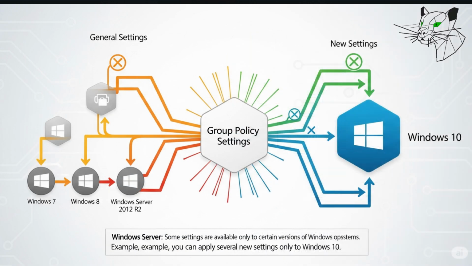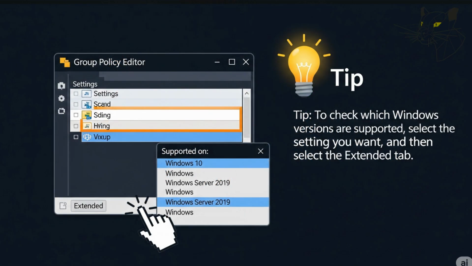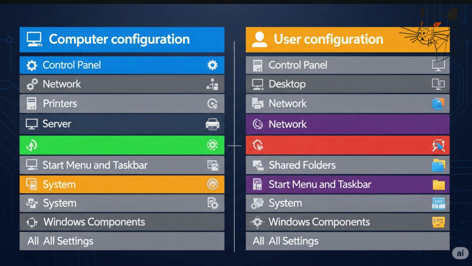Some settings are available only to certain versions of Windows operating systems. For example, you can apply several new settings only to Windows 10. Tip: to check which Windows versions are supported, select the setting you want, and then select the Extended tab. The following table details the organization of the administrative templates node.